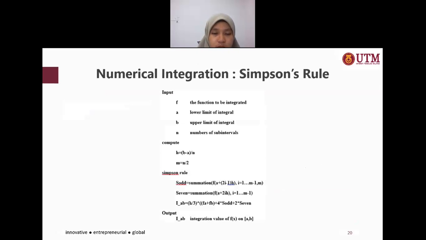Besides that, we can also compute Simpson's rule by using MATLAB software. So we substitute what h is and what m is. Also, we must substitute the formula of the odd subinterval and then the even subinterval. After that, we substitute the formula of integration from a to b, and then we can get the value of the area under the graph.